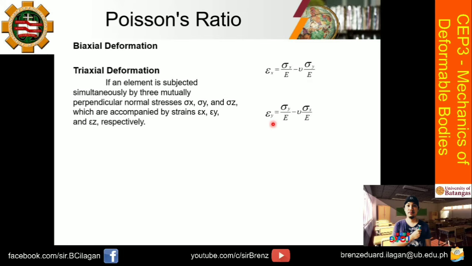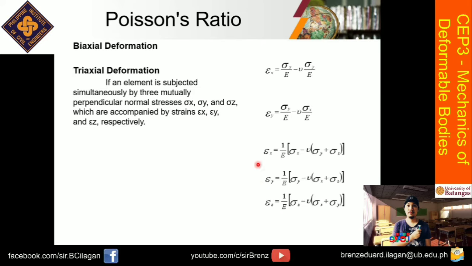Next, triaxial deformation. If an element is subjected simultaneously to three mutually perpendicular normal stresses, you have stress in x, stress in y, and stress in z direction, accompanied by strains epsilon x, epsilon y, and epsilon z respectively. What will be the working equation? For these three, again, just memorize these three. If you derive the biaxial formula from this, there is no z, so the z terms simply become 0. When you simplify, you will arrive at the same equation. So, like I said, just memorize this.